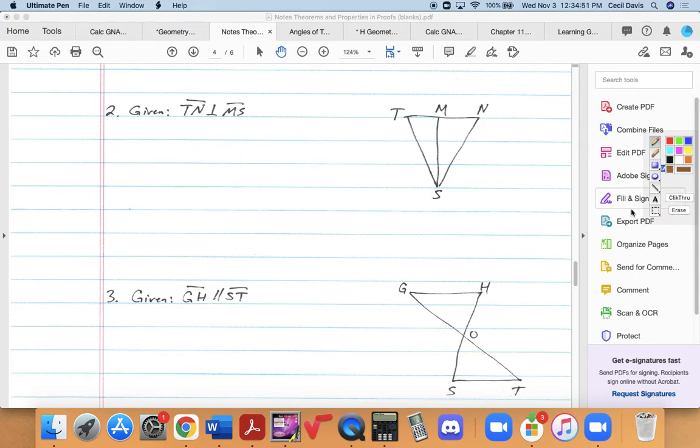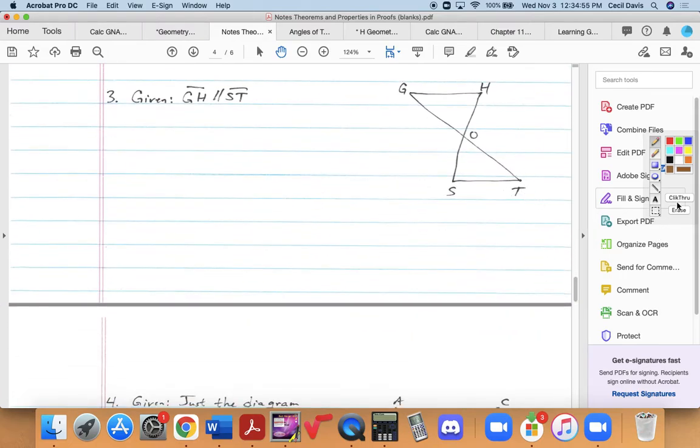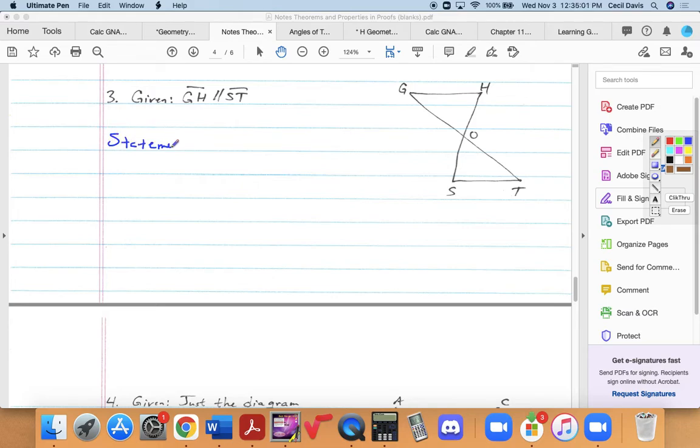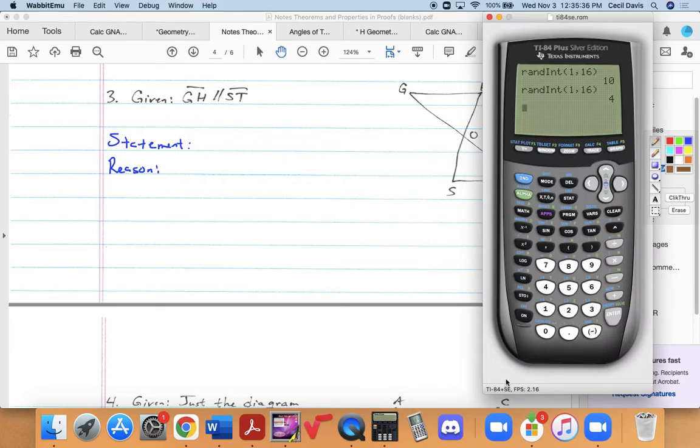All right, if you haven't already, discuss with somebody nearby you what you could write for this. What's the name? Alternate angles theorem.